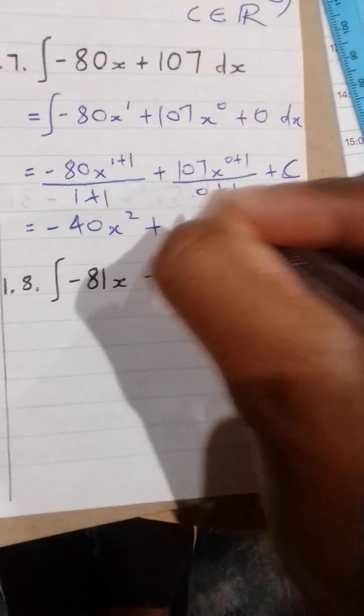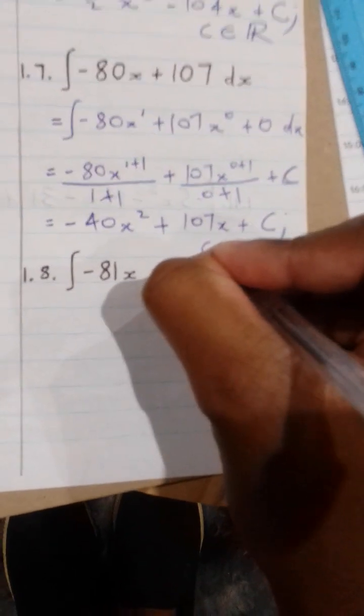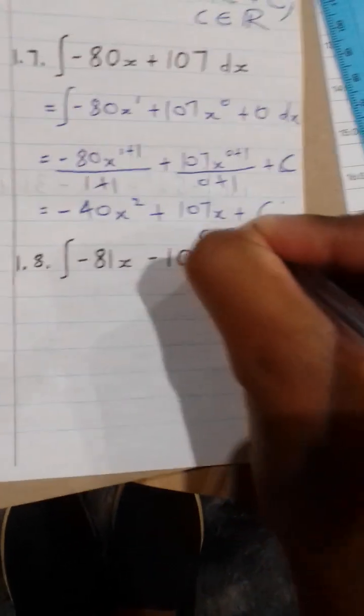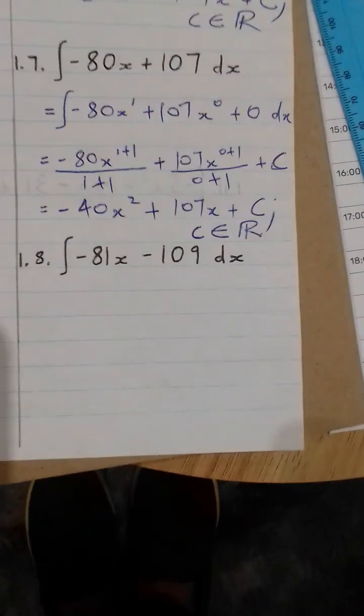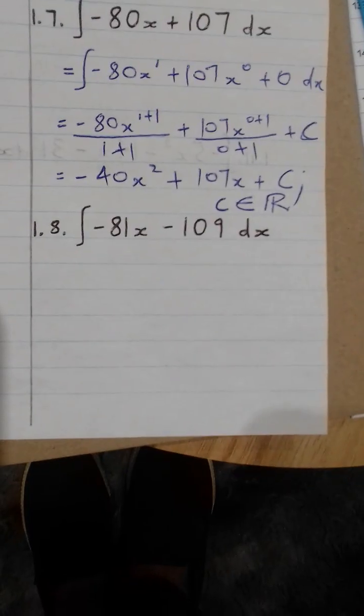Okay. Negative 80 over 2 is negative 40 x, 1 plus 1 is 2, plus 107 divided by 1 is 107 x, 0 plus 1 is 1, we don't write it, plus c. Don't forget, you write c is an element of real numbers. Okay, hope that is clear, and I hope that makes sense.